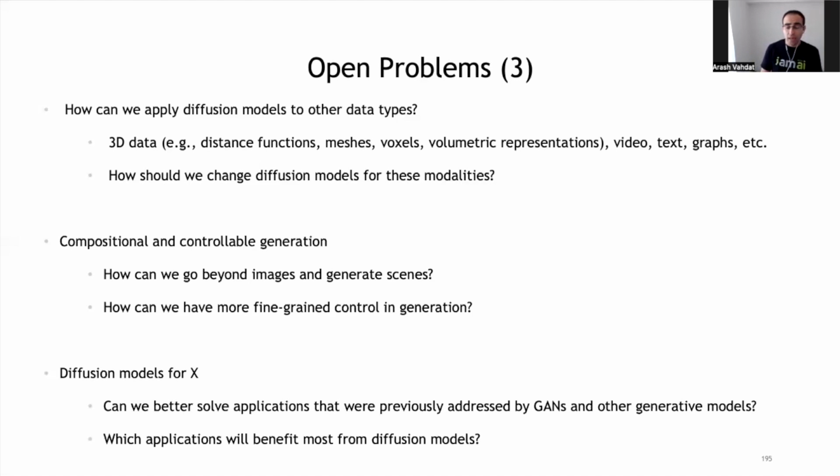And finally, if we look back to the vision community and the problems that we solved in the past few years, we see that most of the applications that rely on generative models were most of the time solved with generative adversarial networks. So maybe it's time for us to start revisiting those applications and see whether they can benefit from the nice properties that diffusion models have. So one open question is, which applications will benefit most from diffusion models, now that we have such an amazing, strong tool?